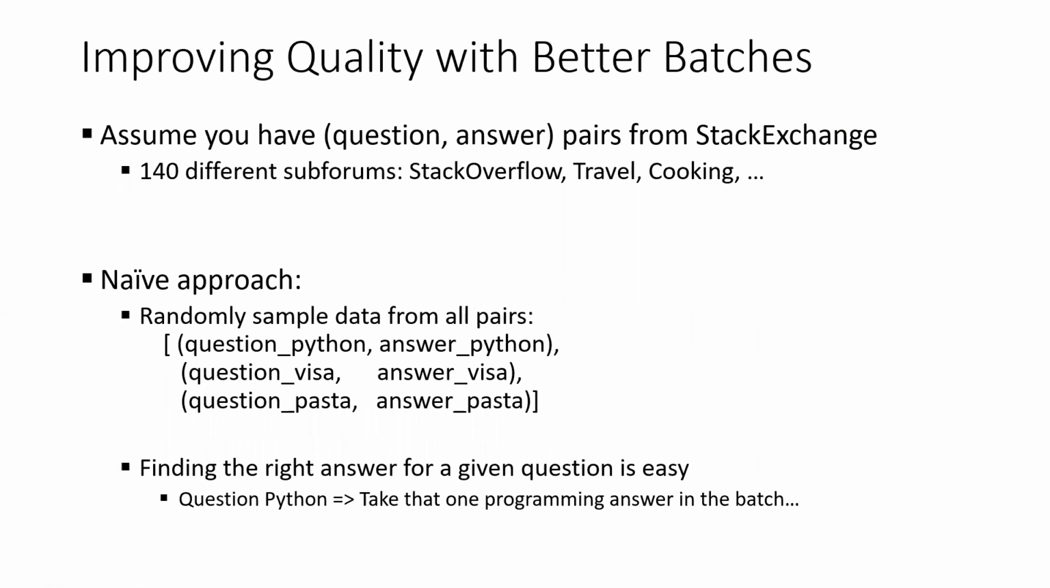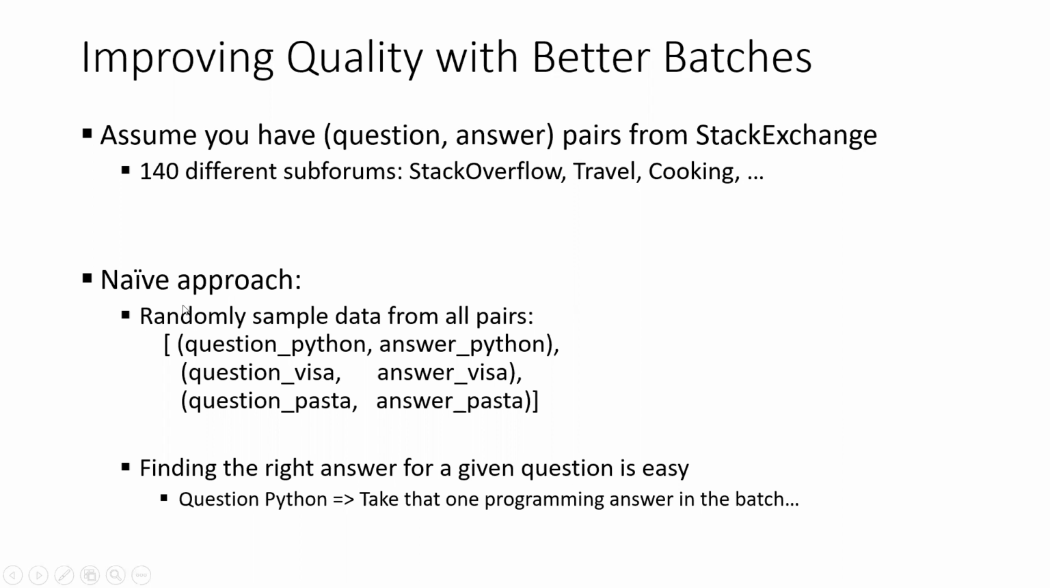A different way to improve the quality is to train with better batches. For example, one training set which is working really well is Stack Exchange. In Stack Exchange, you have like 140 different subforums. There's a subforum of Stack Overflow everyone is familiar with, but there's also like a subforum on travel, on cooking. And assume you now have all the data sets, all the questions, and all the answers from all Stack Exchanges.